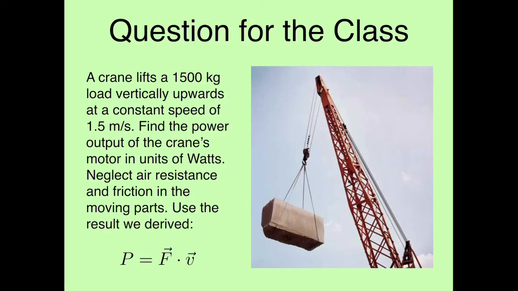We have a crane that lifts a 1,500 kilogram load vertically upwards at a constant speed of 1.5 meters per second. Find the power output of the crane's motor in units of watts. Neglect air resistance and friction in the moving parts. Use this result we derived, that P is equal to F dot V, to solve this one. So pause the video, see if you can get this, and then we'll go through it together.